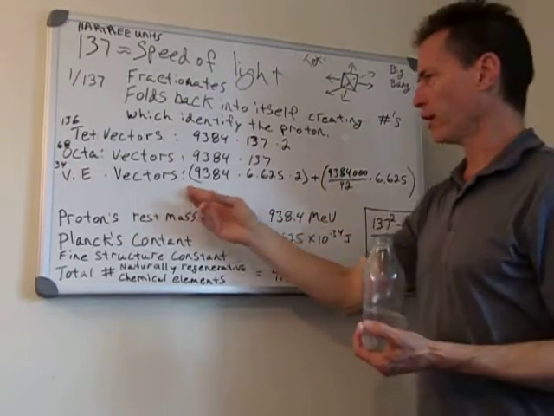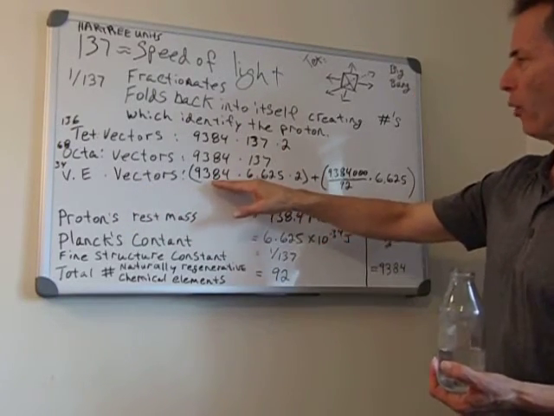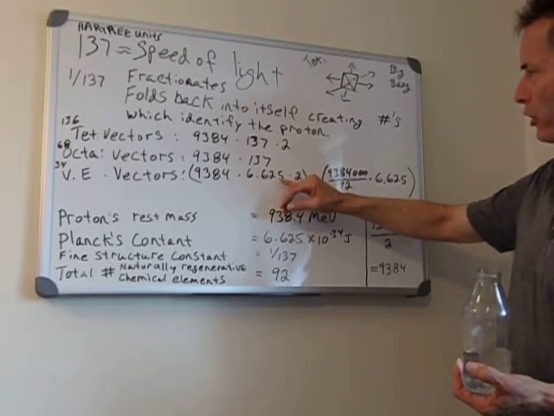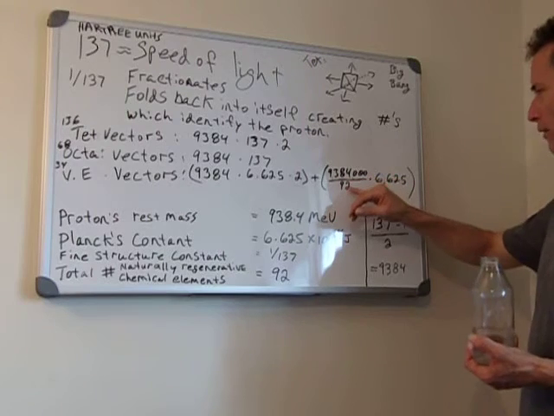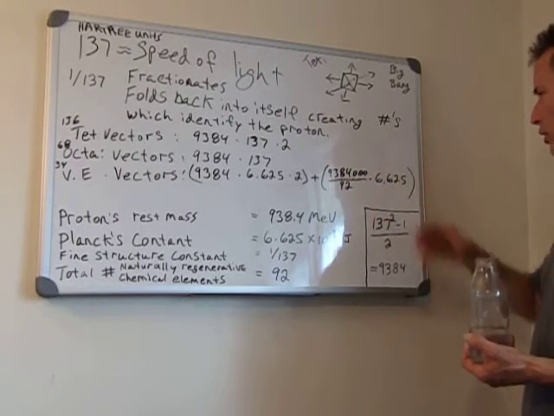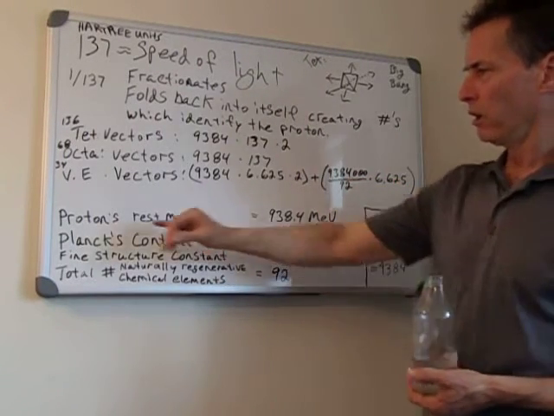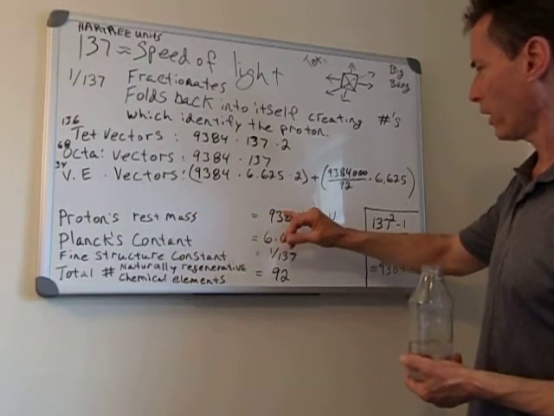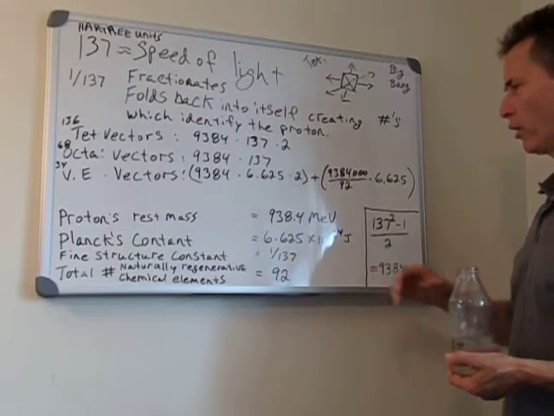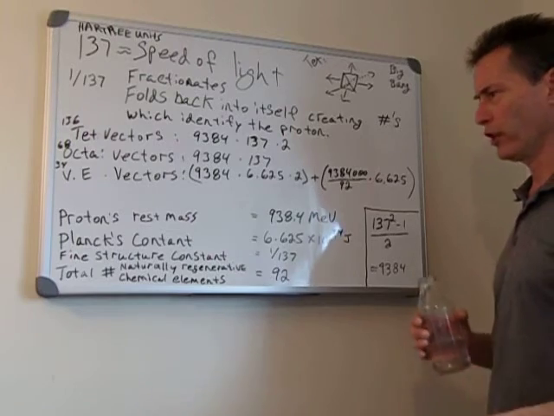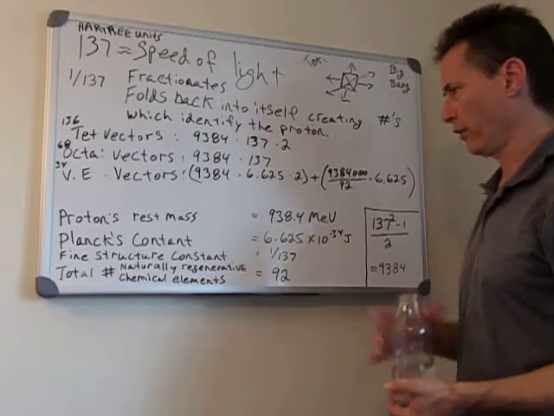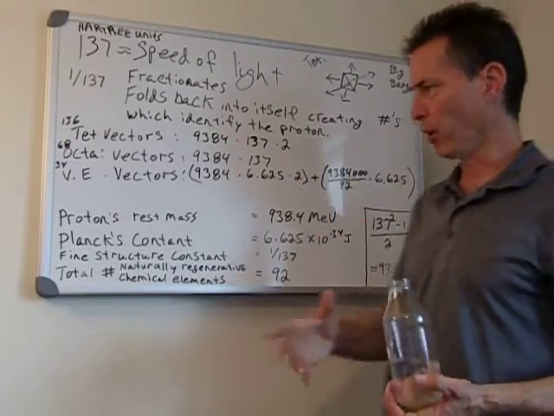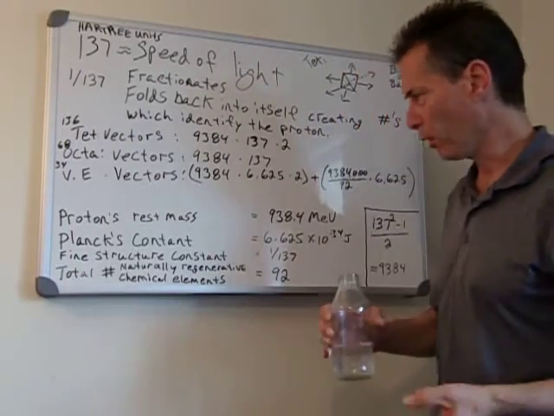The vector equilibrium's vectors break up into 9,384 times 6.625 times 2 plus 9,384,000 divided by 92 times 6.625. The proton's rest mass is 938.4 megaelectron volts, according to Frank Close in his book Particle Physics. He teaches particle physics at major universities. I don't know if he's alive or not. I haven't really investigated that. I apologize. I get most of my information from books.